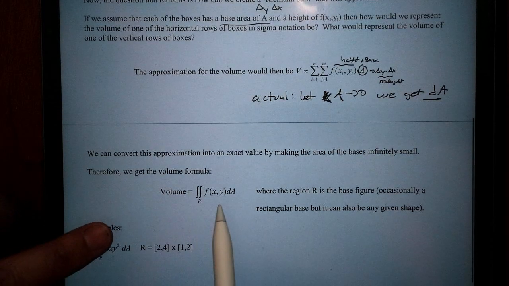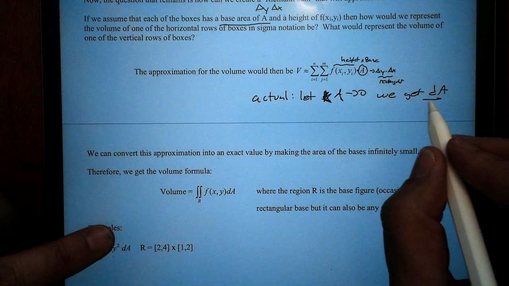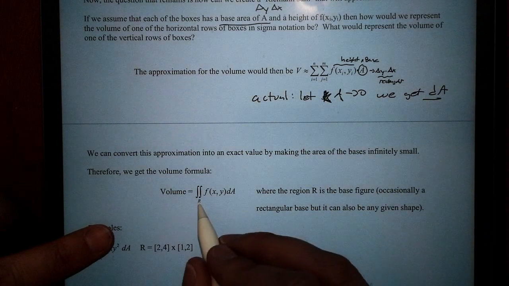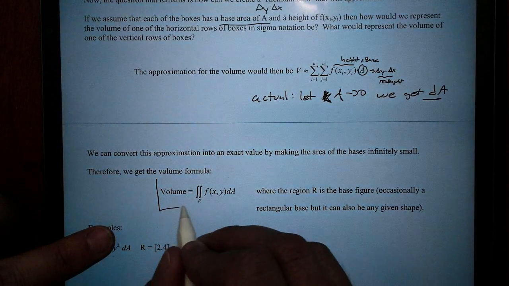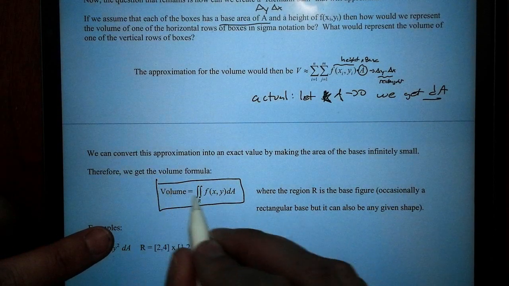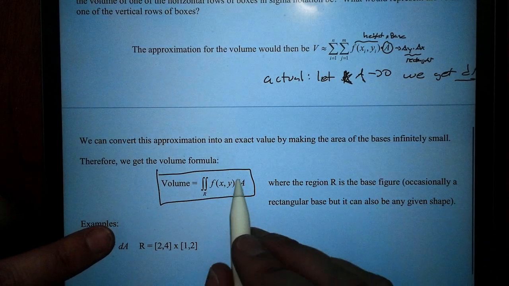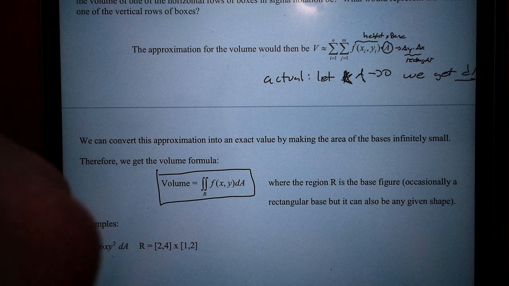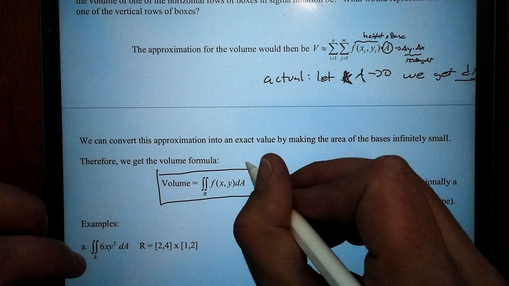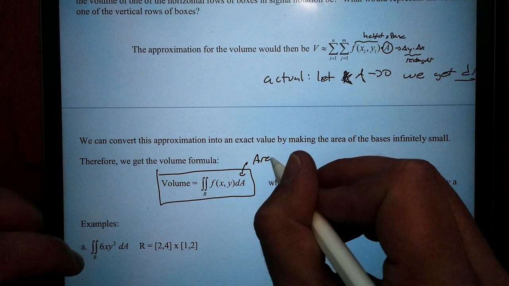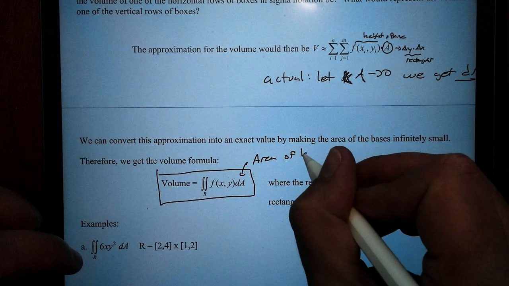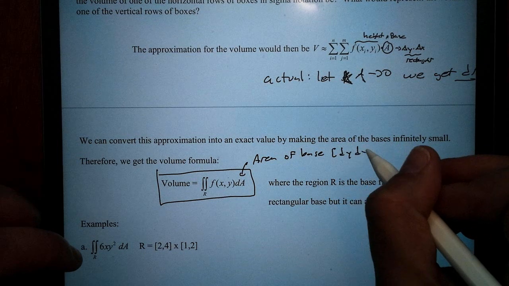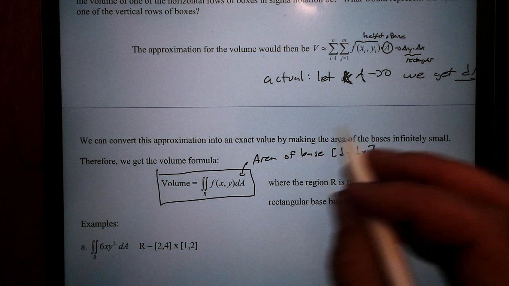And therefore, we're going to get the function right here. By letting A go to 0, get really small, we get dA. And we have this notation. The double integral of f of x, y, dA, where dA is the area of the base. That is for us dy dx, could be dx dy depending on the variable.